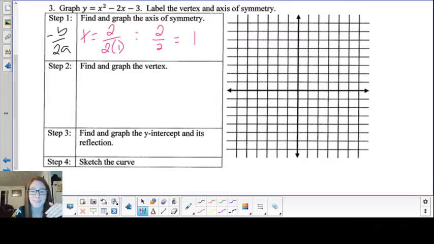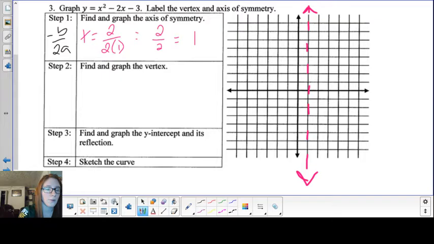So my axis of symmetry is not going to be at the y-axis anymore. It's going to be at the line x equals 1. So that's the up and down line where x is always 1. Bam. First step, done. Now we know on our axis of symmetry, someplace on there is going to be my vertex. I just don't know where. So what we're going to do is plug in 1 in our original function to try and figure out where that is.